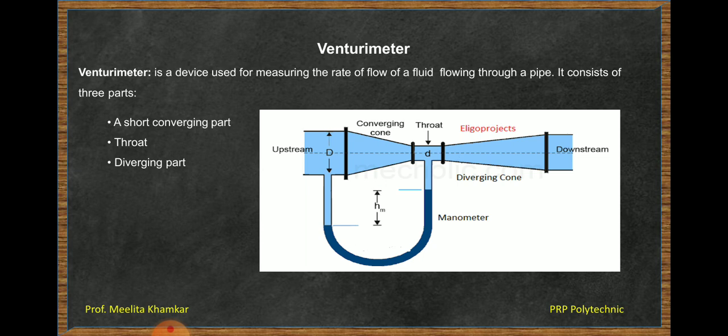The first application is Venturi meter. The Venturi meter is used for the measurement of the flow flowing through a pipe. It consists of three main parts: one is a short convergent cone, second is the throat, and third is a divergent cone.